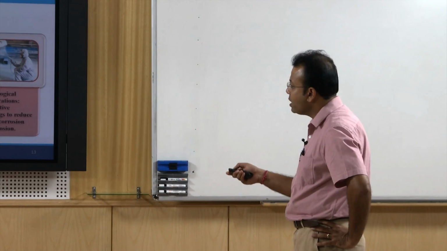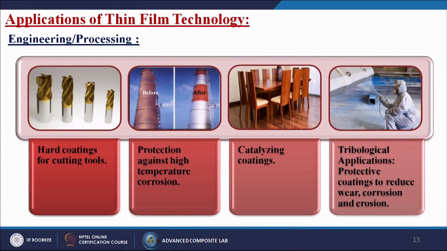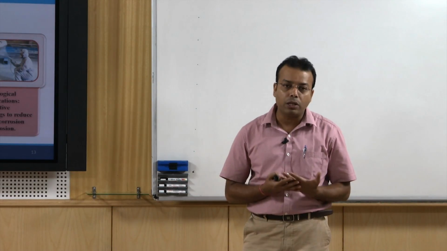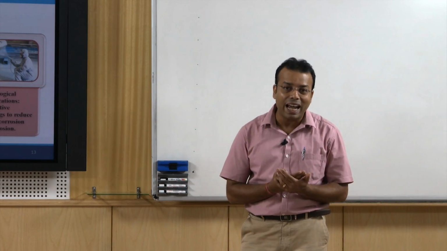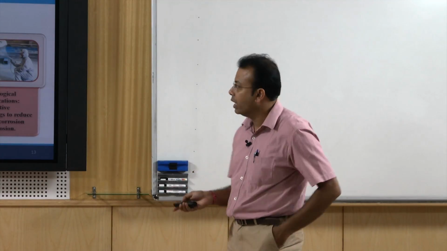Then we are using these materials for catalyzing coatings, for some decorative things, and for some tribological applications, protective coatings to reduce wear, corrosion and erosion, on any kind of vehicles, aeroplanes, submarines or ships, where the material is going into the water or into the sky, so that there will not be any corrosion and there will not be any scratch on that particular material.